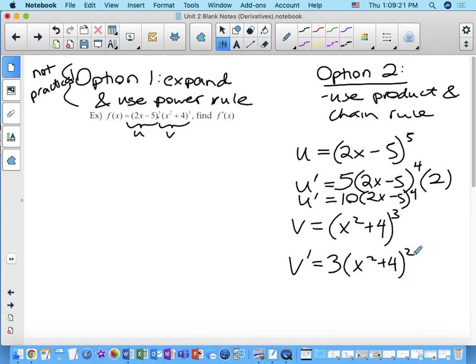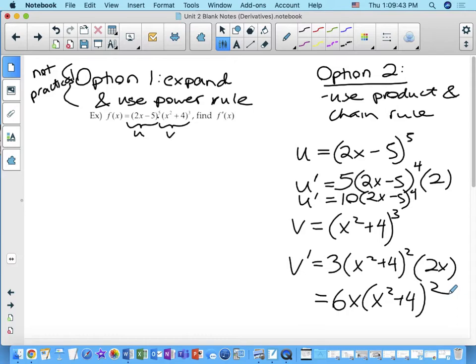Squared, yeah. So that's the derivative of the outer function, which is something cubed. Yeah, and then times 2x, because that's the derivative of this inner function, x squared plus 4. Yeah, and then we can go 3 times 2x, right? Good, okay. And so all together, 6x times x squared plus 4 squared.